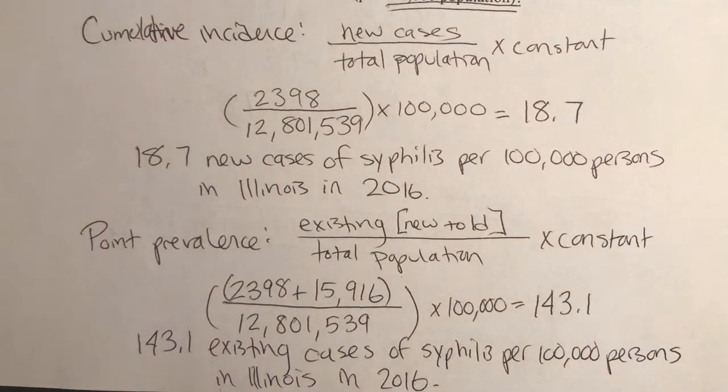Okay. So again, incidence is looking just at the new cases. Prevalence is adding new plus old for all existing cases of that condition. So your numerators in this case are the things that change.